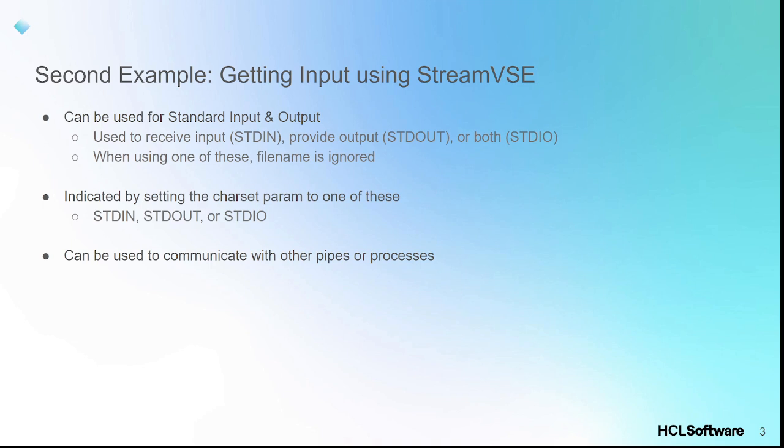You can do this by setting the character set parameter of stream.open to one of the three standard input-output types: stdin for standard input, stdout for standard output, or stdio for both standard in and out. When you use one of these standard types, the file parameter is ignored. Not only can you use this to get input from your user, you can also use this to communicate with other pipes or processes.